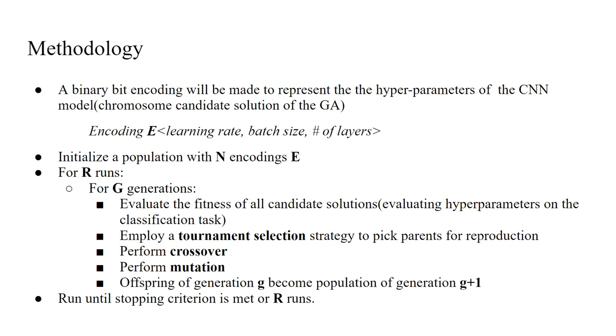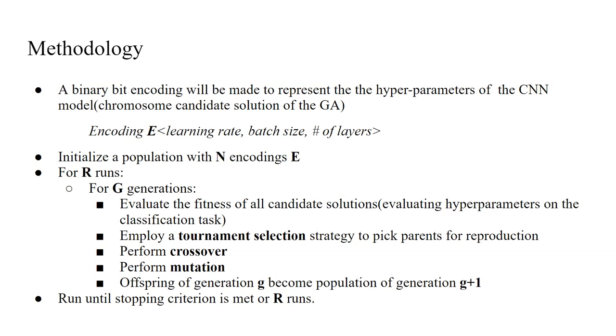This genetic algorithm is run for some number of runs R. For each run, there's some number of generations G. For each generation, you evaluate the fitness of each of the candidate solutions. That means evaluating the hyperparameters on a classification task and seeing what the results are. Then you rank them via some selection strategy. In this case, I'm using tournament selection.